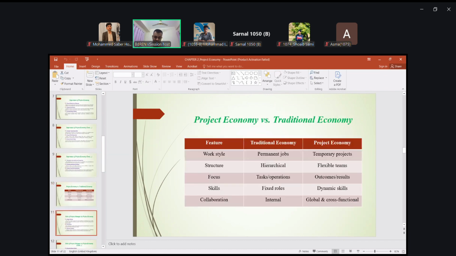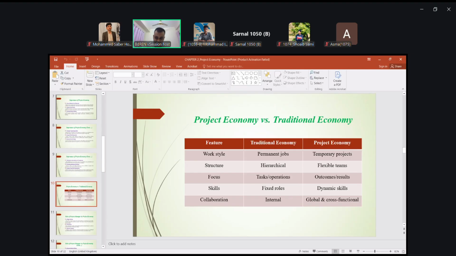Now we are going to discuss one important thing: project economy versus traditional economy. We can differentiate under different heads like work style, structure, focus, skills, or collaboration. In the case of traditional economy, the work style is permanent jobs. But in the case of project economy, it looks like temporary jobs, as I told you earlier.